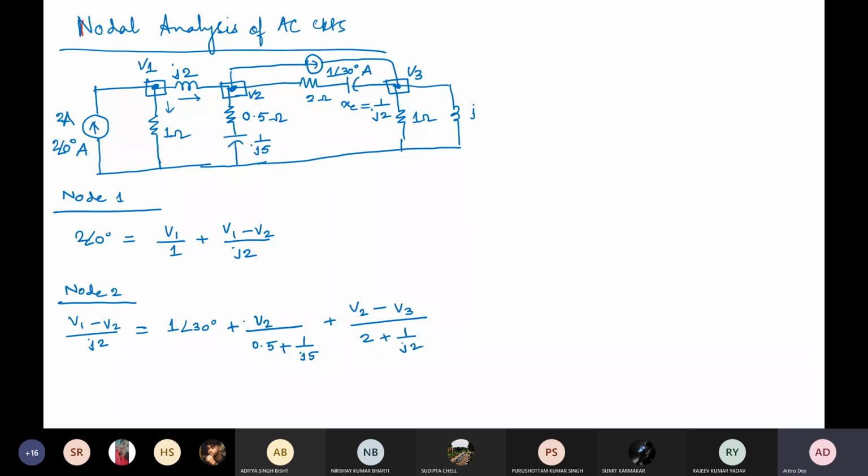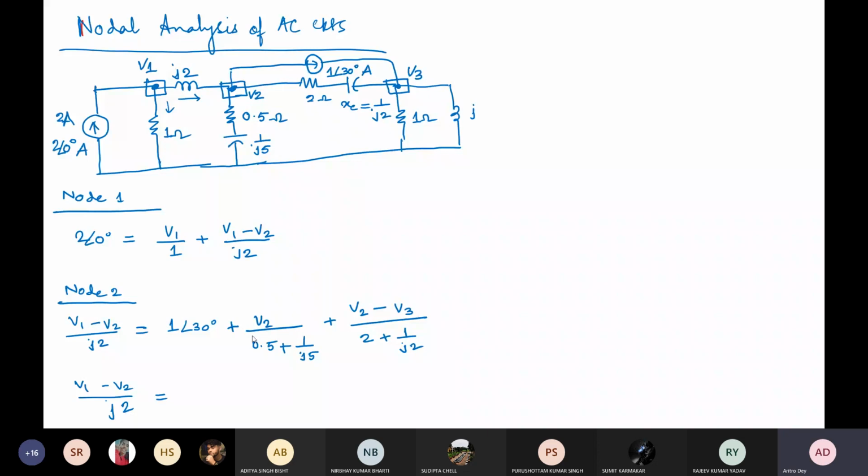We'll just put 1 angle 30, which you can change from polar to rectangular. For that, what to do? We'll take the polar command in the calculator. Oh, sorry, it should be rectangular to polar.